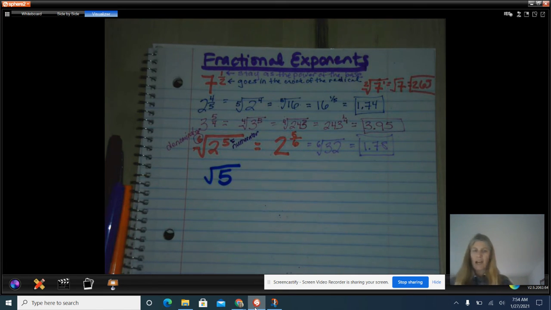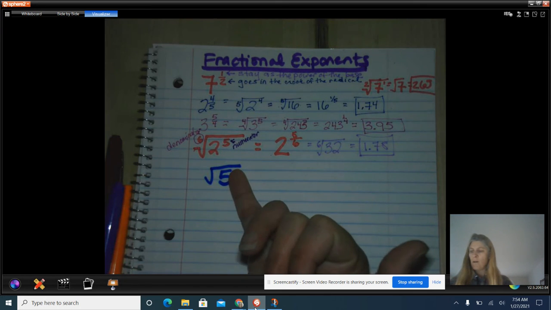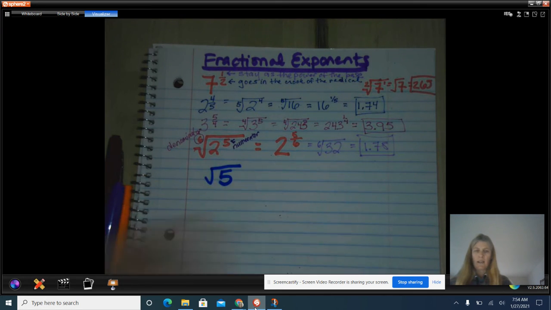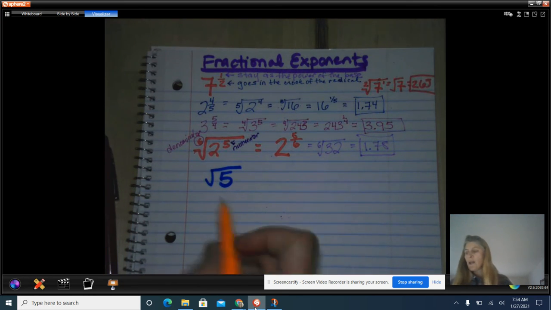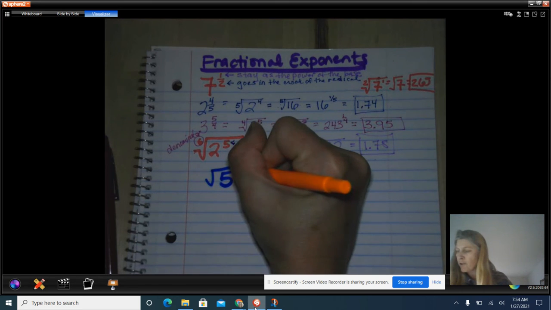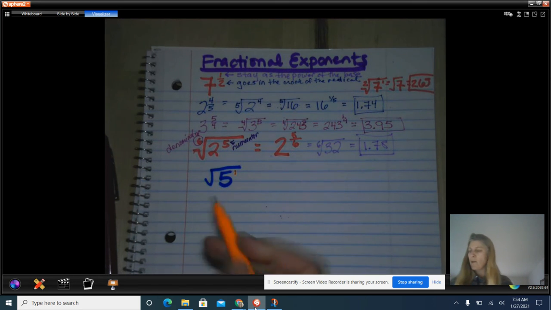As a fraction. I don't see a power and I don't see anything in the crook. Well, this is where we have to go back to those invisible numbers that are always there. We know that 5 to the first power is the same because 5 to the first power is 5.